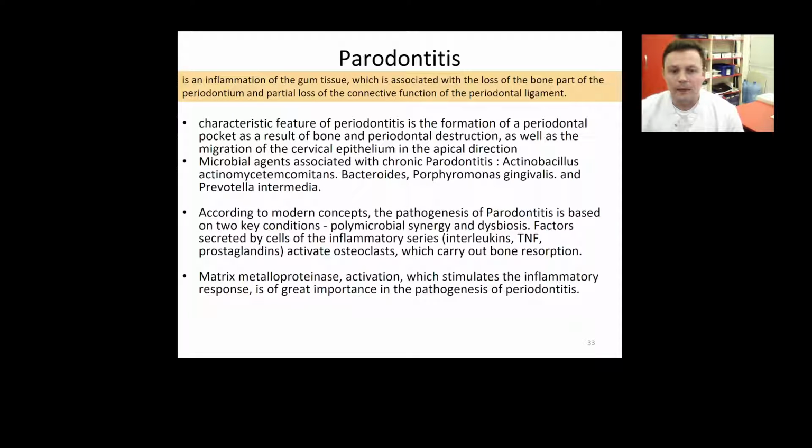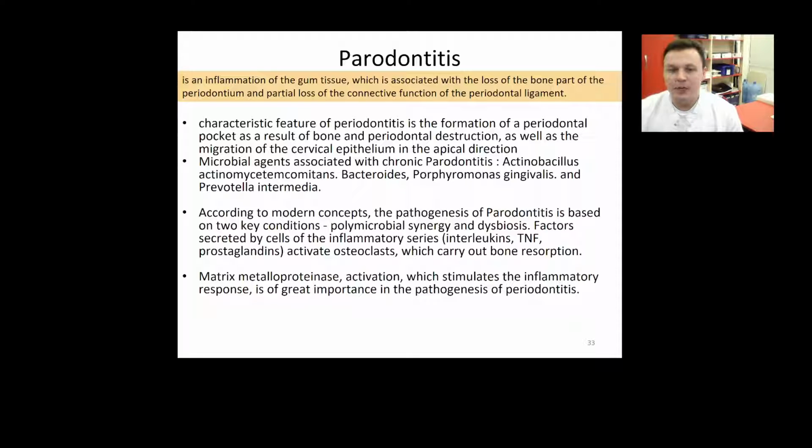Periodontitis is inflammation of the gum tissue, which is associated with the loss of the bone part of the periodontium and partial loss of the connective function of the periodontal ligament. The characteristic feature of periodontitis is the formation of a periodontal pocket as a result of bone and periodontal destruction, as well as the migration of the cervical epithelium in the apical direction.